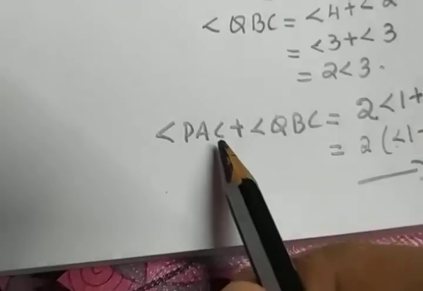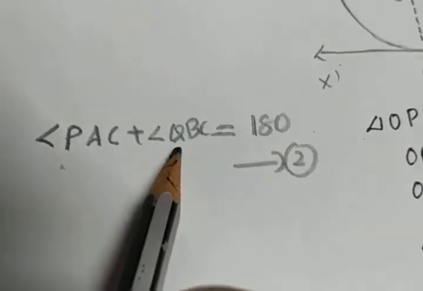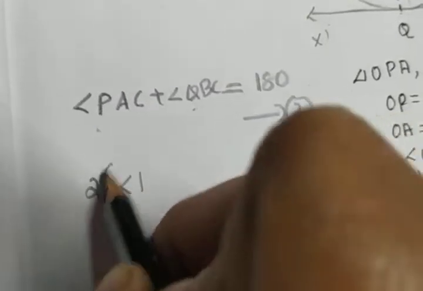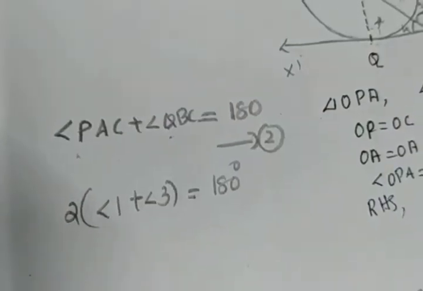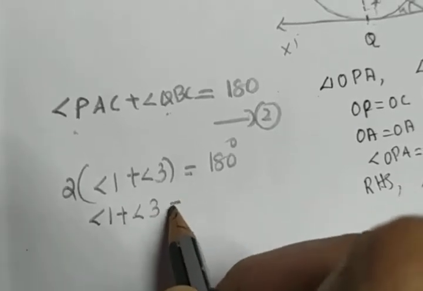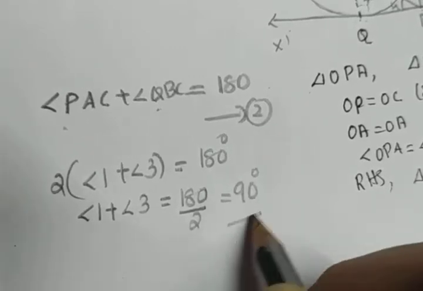So we got angle PAC plus angle QBC equal to 2 times angle 1 plus angle 3, and now we got angle PAC plus angle QBC equal to 180. So if I equate equation 1 and 2, LHS remains the same. So RHS must be equal. So what I get is 2 times angle 1 plus angle 3 is equal to 180 degrees. If I take 2 to the right side, angle 1 plus angle 3 is equal to 180 by 2, which gives the value 90 degrees.